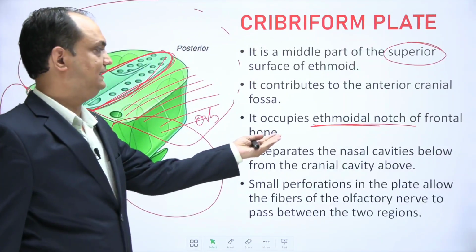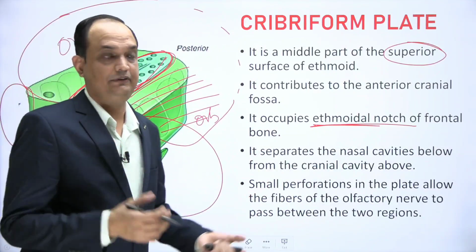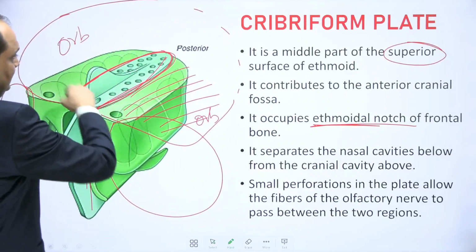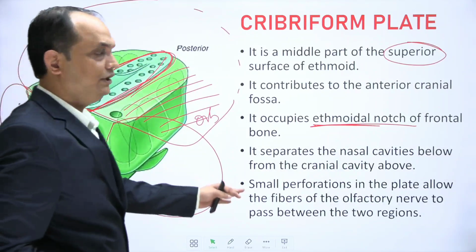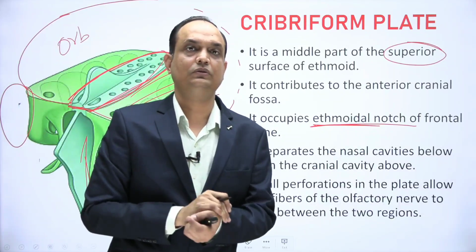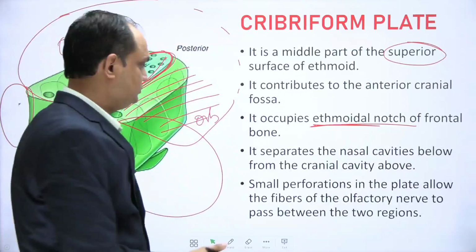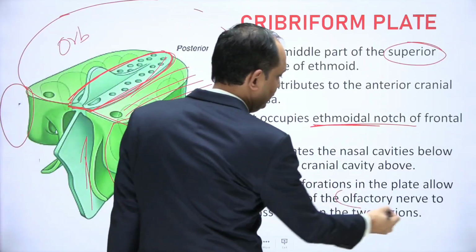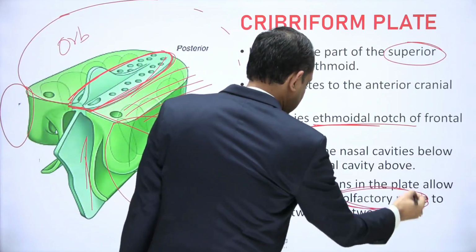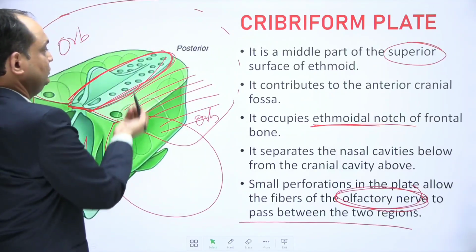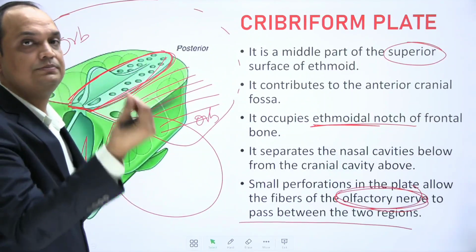It separates the nasal cavity below from the cranial cavity. That you can see, this is the nasal cavity below, this is the cranial cavity. These perforations, which are known as the cribriform or sieve-like pattern, allow the fibers of the olfactory nerve, and it is actually the fibers that are entering into the olfactory bulb which is present on the base of brain.